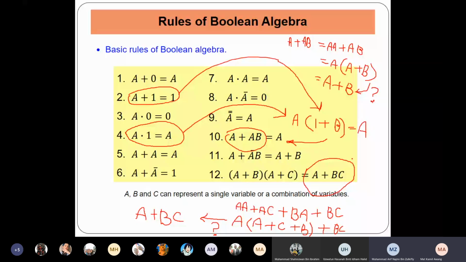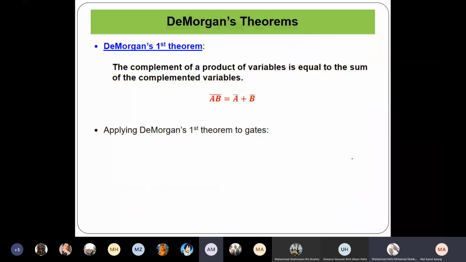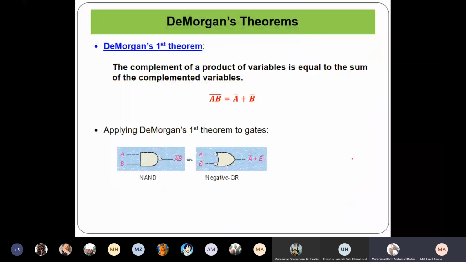Okay. Next, De Morgan's rule. This is De Morgan's first theorem. The complement of a product of variables is equal to the sum of the complemented variables. So (A and B) bar is equal to A bar or B bar. So this is the first rule that you need to remember.